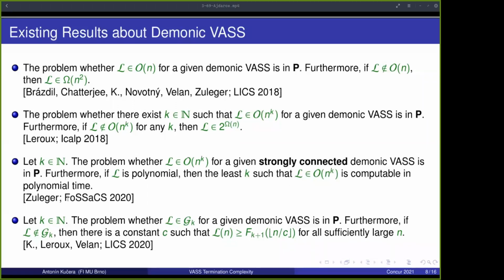In the same paper, it has been conjectured that this result actually holds for all demonic classes, regardless whether or not they are strongly connected. As we shall see, this conjecture is not true.